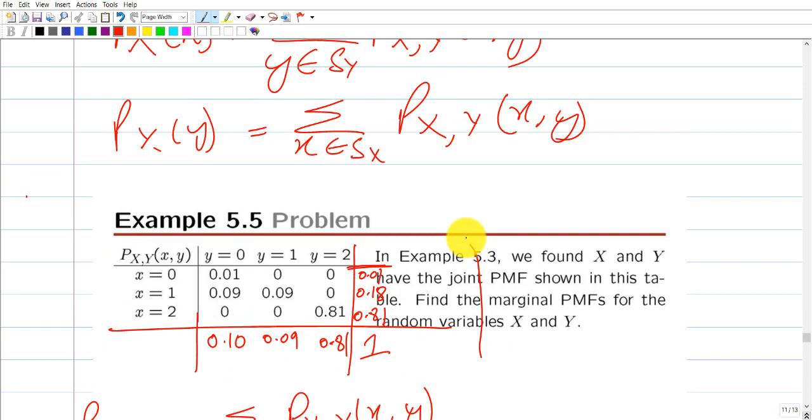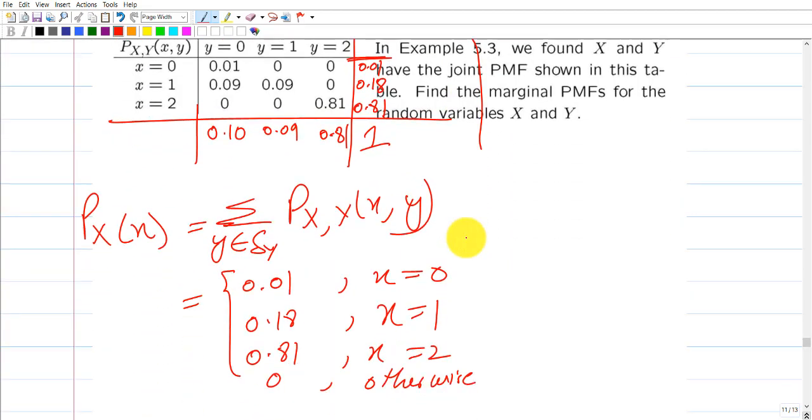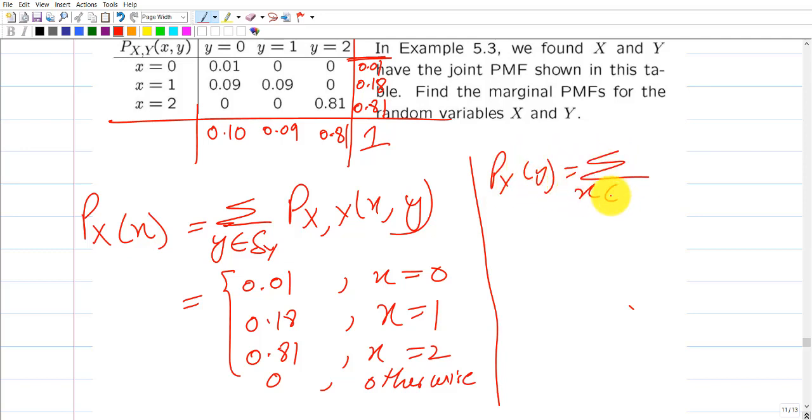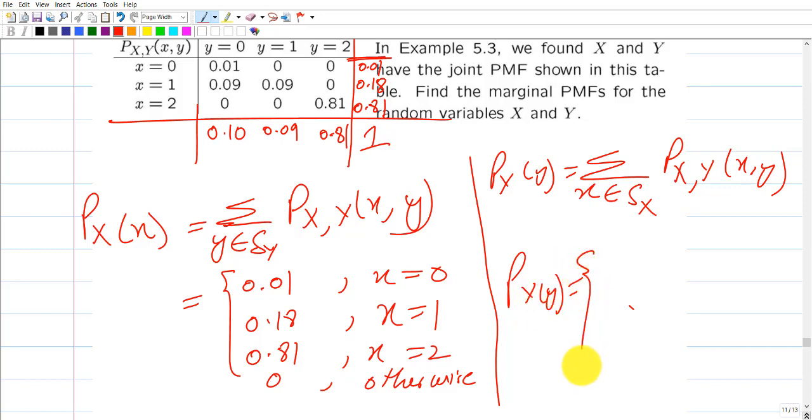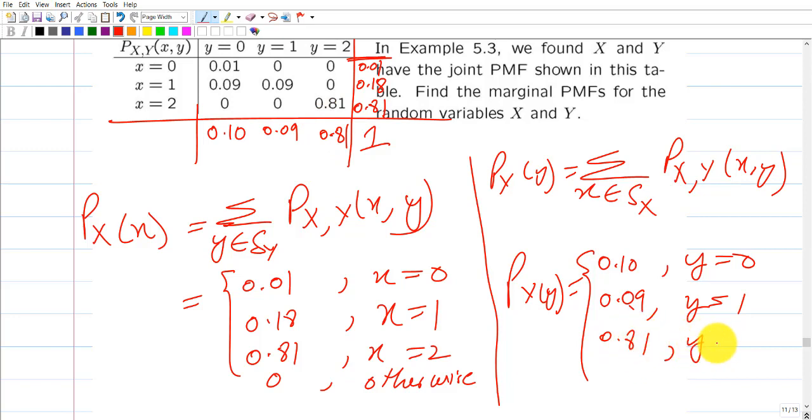Similarly, we can write the marginal PMF of Y. P_Y(y) will be simply the summation over x that belongs to the range of X of P_XY(x, y). So P_Y(y) would be, for y equal to 0 and all values of X, sum them up. It is 0.10 for y equal to 0, and it is 0.09 for y equal to 1, and it is 0.81 for y equal to 2, 0 otherwise.